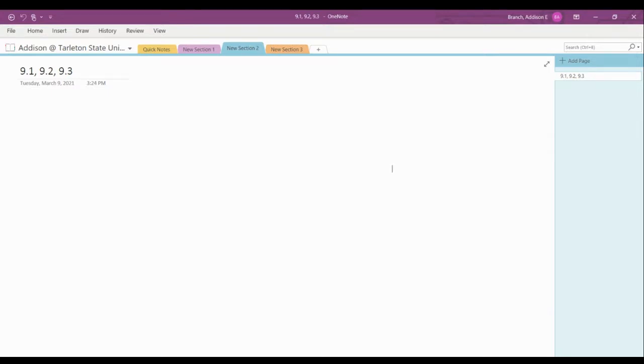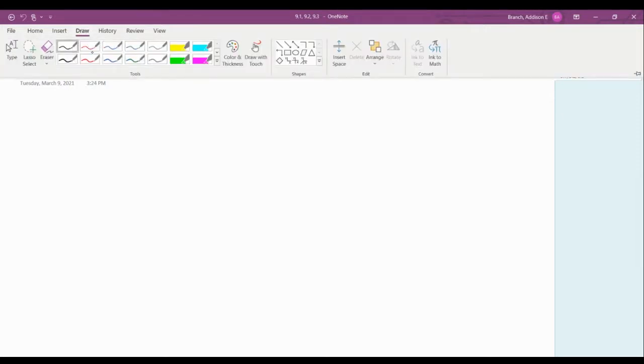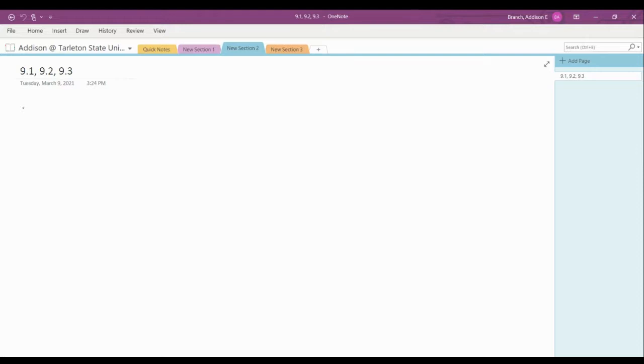This week we're going to go ahead and cover sections 9.1, 9.2, and 9.3 out of your textbook. The first section to cover is section 9.1, and this one, of course, is going to be over just the introduction and some basic modeling with differential equations.